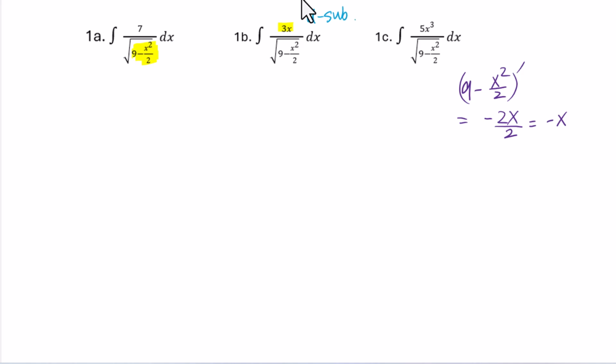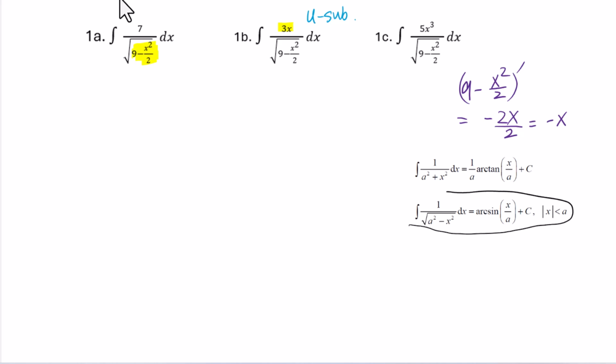For 1a, let's check the formula. We can use this formula for 1a. For c, check the degree. This is x squared, here it's x to the third power. It could be U substitution. Let's work out these 3 separately.